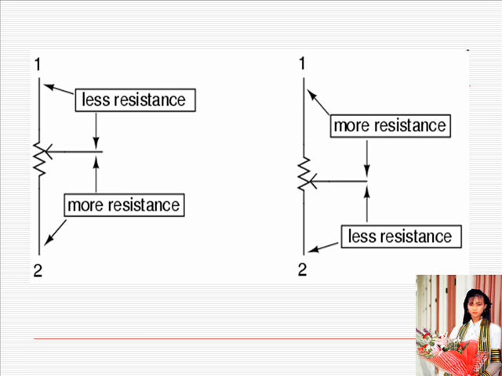As it is moved up, it contacts the resistive strip closer to terminal 1 and further away from terminal 2, lowering resistance to terminal 1 and raising resistance to terminal 2. As it is moved down, the opposite effect results.